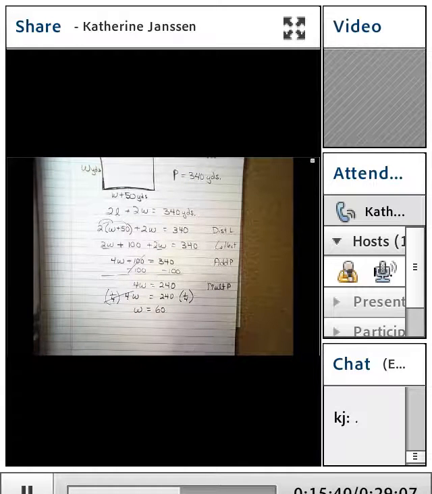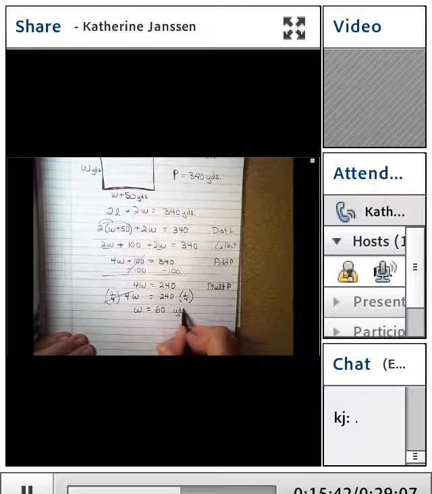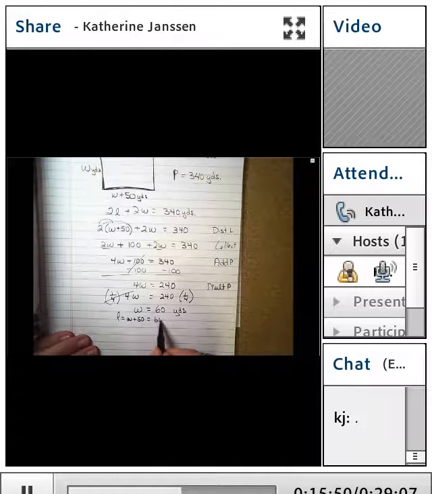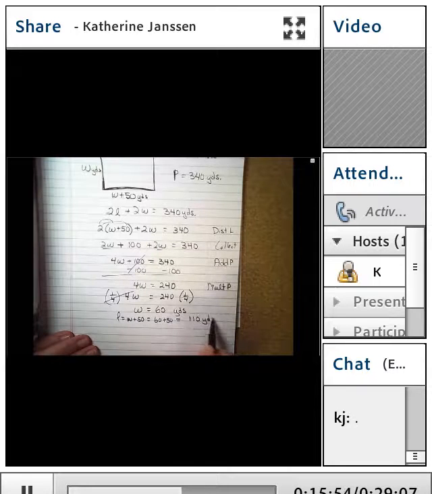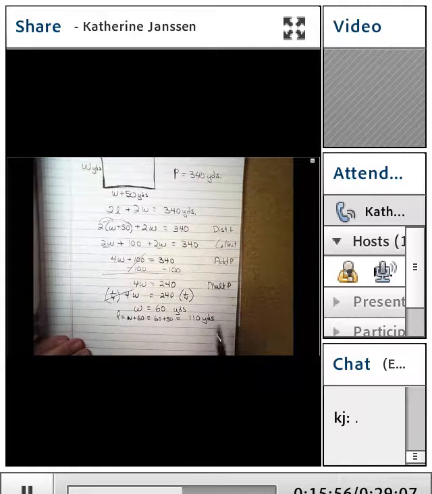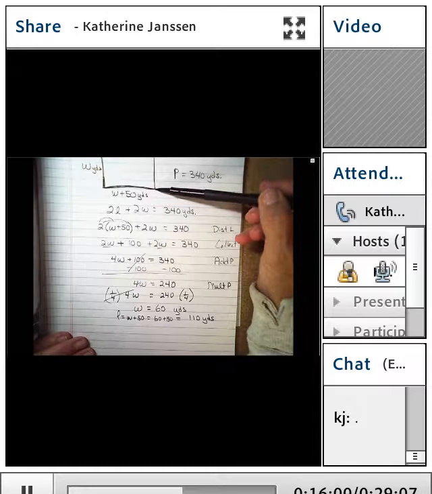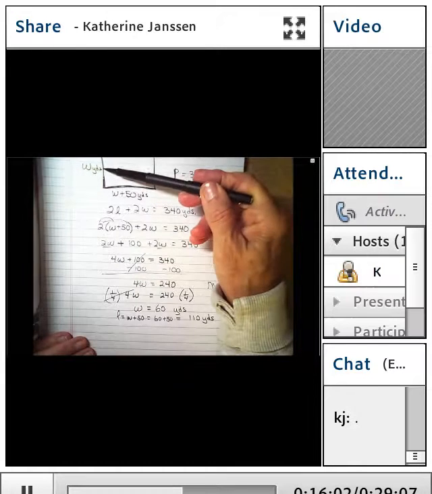So the width is 60 yards, and the length is equal to w plus 50. So 60 plus 50 would be 110 yards. So the length of our field is 110 yards, and the width of our field is 60 yards.